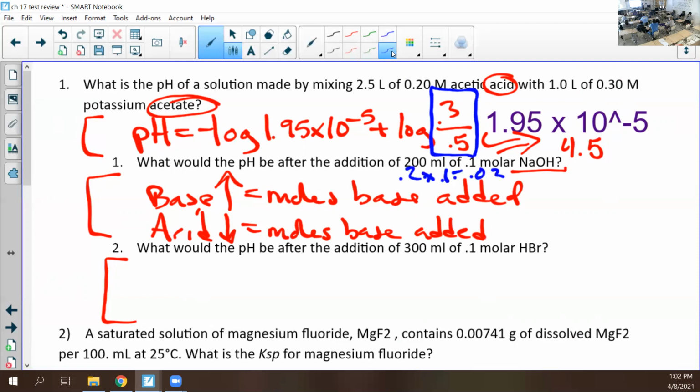All right, so which one goes up? Base, and that would go to 0.48, right? And then you do the same thing right down here. Hopefully you're very comfortable with those.